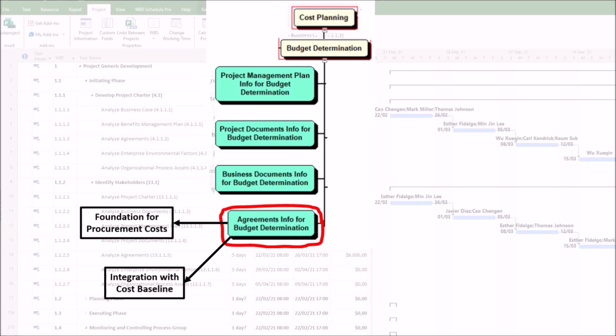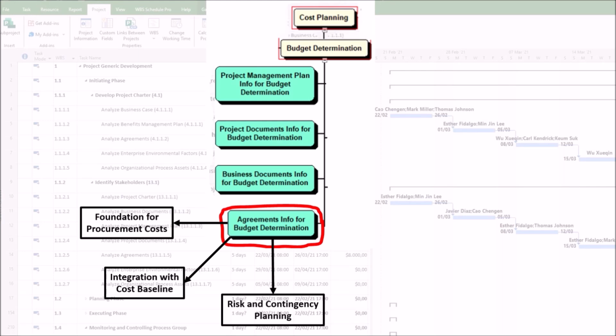2. Integration with cost baseline. The costs outlined in agreements are rolled up into the project's cost baseline, which serves as the benchmark for performance measurement. Without incorporating these costs, the baseline would be incomplete, leading to misalignment between planned and actual expenditures.